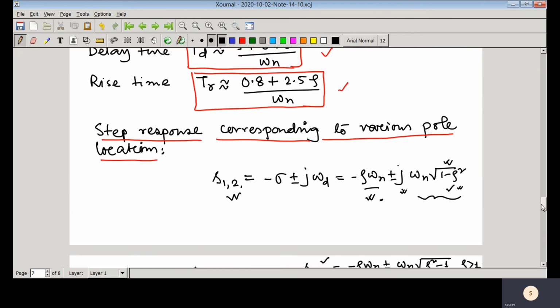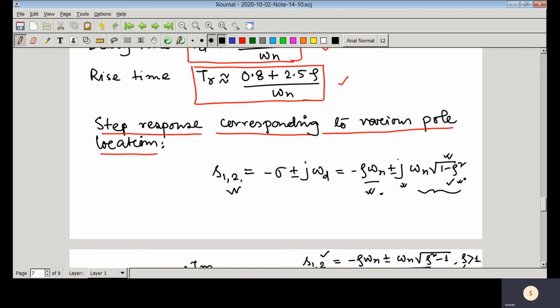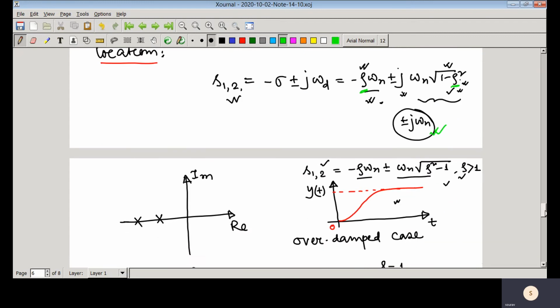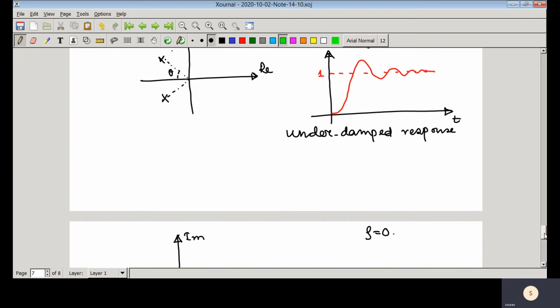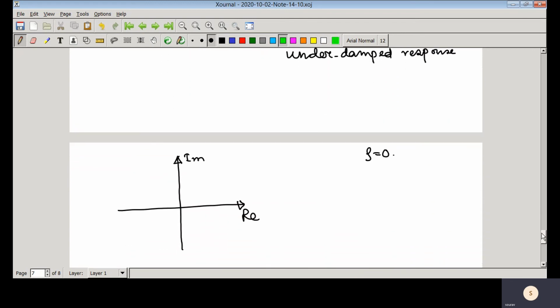So whenever zeta equal to 0, you can see here, if you just put zeta equal to 0, then you have this one equal to 0, and only you have plus minus j omega n. This one equal to 0 and this one equal to 0. You have only two complex conjugate poles, but the real part is 0. That means both the poles are on the imaginary axis.